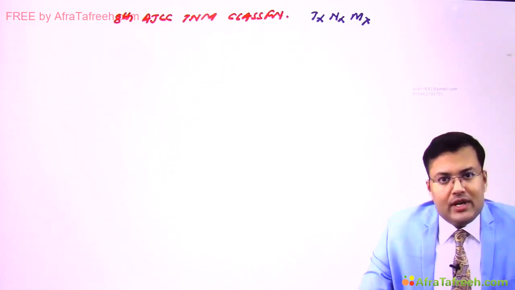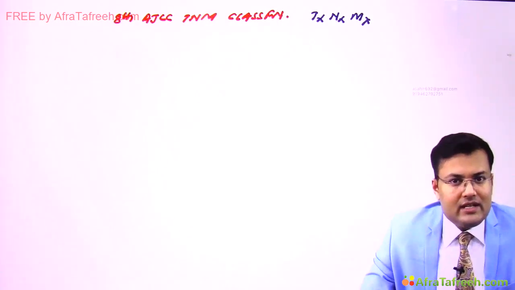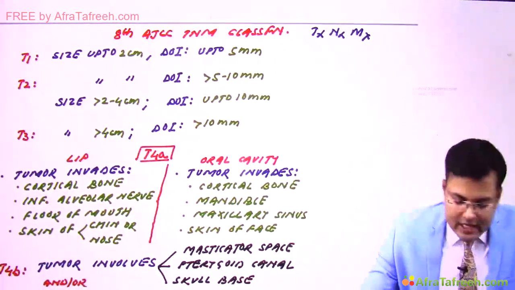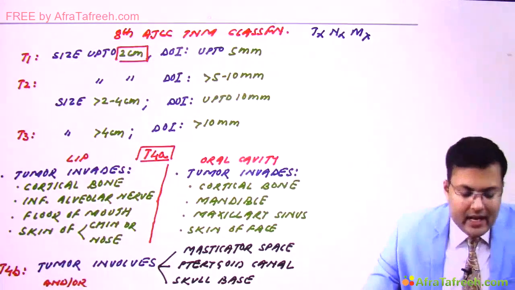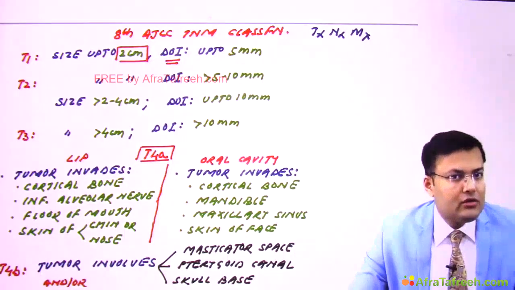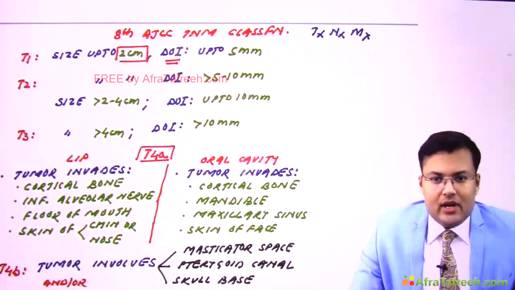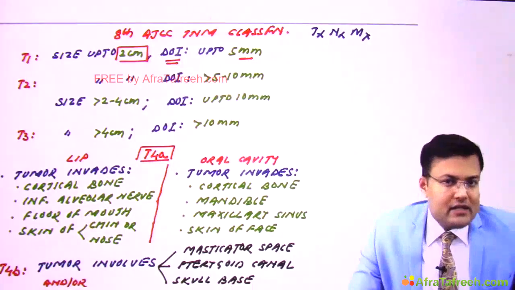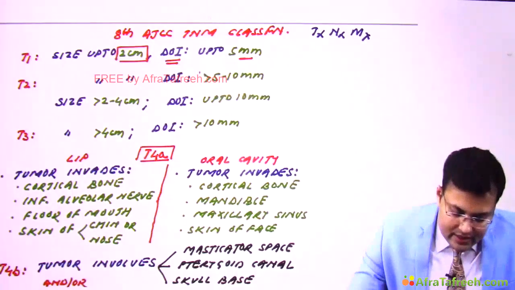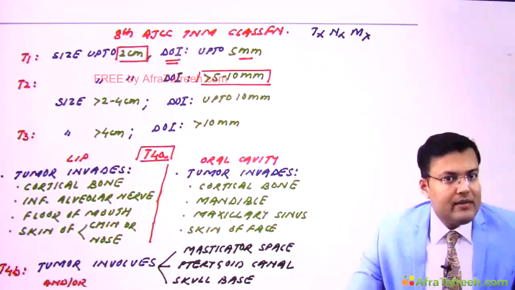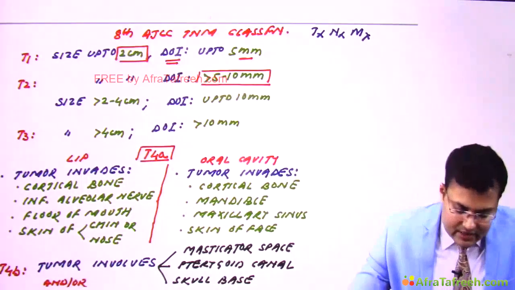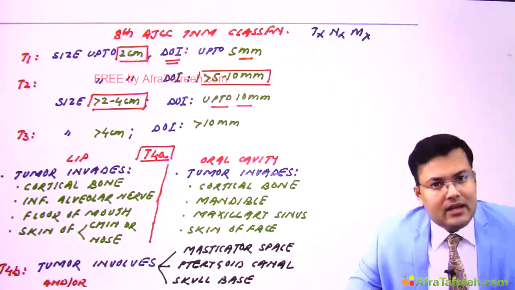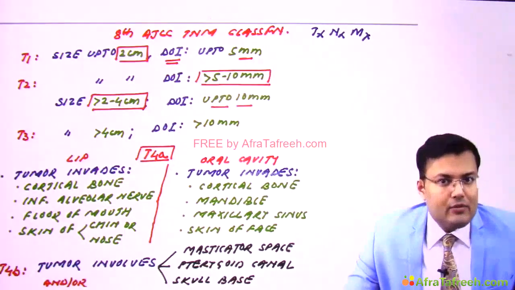Now see the important points. First, we are going to discuss the T staging. What is T1? When the size of the tumor is up to 2 centimeter, and here you have to see the depth of invasion also. So size up to 2 centimeter and depth of invasion up to 5 millimeter. What is T2? If the size is up to 2 centimeter, then the depth of invasion should be more than 5 to 10 mm. Or in the second situation, if the size is more than 2 to 4 centimeter, then the depth of invasion can be anything up to 10 mm.